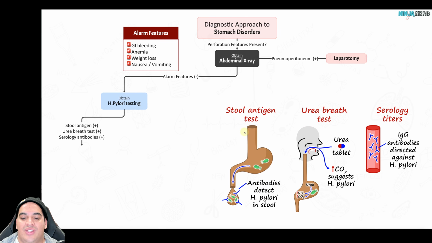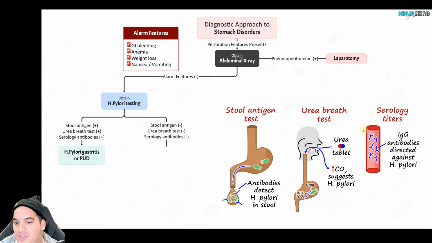For stool antigen test, we oftentimes use it to test patients as they're being treated to see if they eradicated the bacteria or not. But if they come up positive, it's probably maybe H. pylori gastritis or peptic ulcer disease. Either way, you're going to treat them the same. If the stool antigen test came back negative, the urea breath test came back negative, the serology antibodies were negative, which again, not super helpful, but at least gives you an idea, it's unlikely that they have any H. pylori. And so therefore, I should look for another cause.